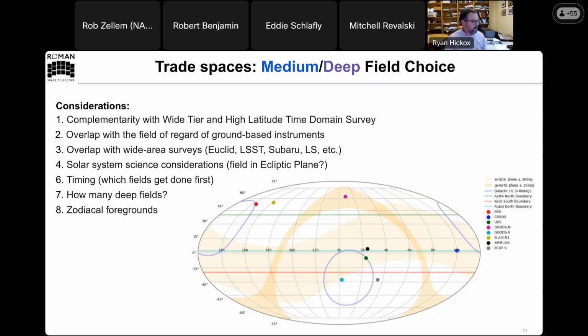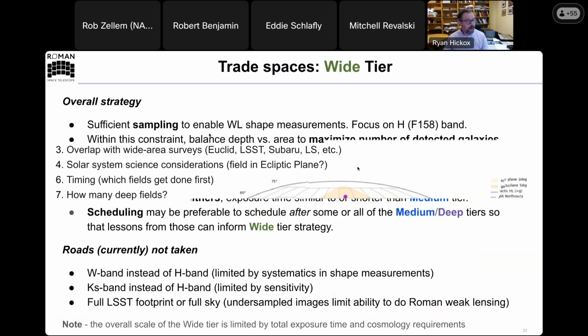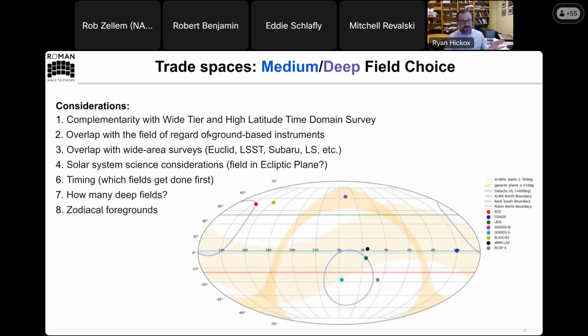And then finally, it's important to think about zodiacal foregrounds. Where you are relative to the ecliptic, et cetera, determines a lot in terms of what your foreground looks like in the near infrared. Okay, so those are all the considerations. I don't have an answer for you as to what this looks like yet, but just to let you know where we're at.